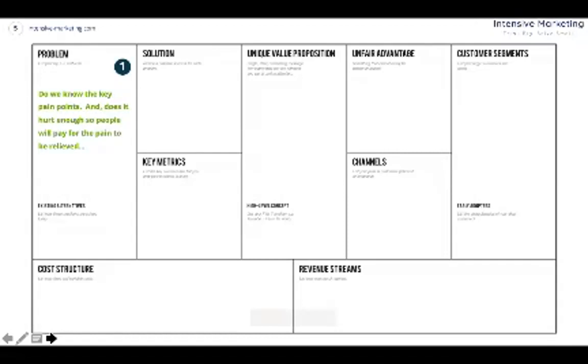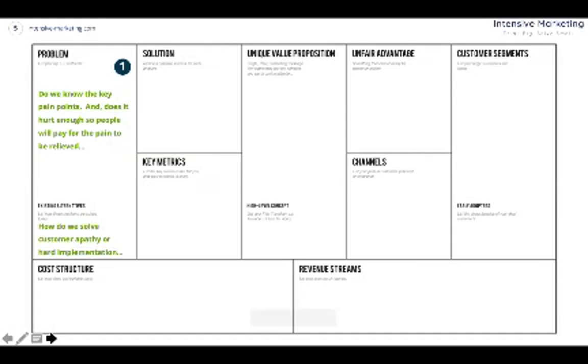So let's start with the problem. And this for me is pain. Those people that have interacted with me before know that pain is probably one of my favorite words when it comes to innovation, because quite frankly, if it doesn't hurt enough, people are not going to change their habits, their behaviors, or pay for something. And so really drilling into where the areas of pain are, that's really important.